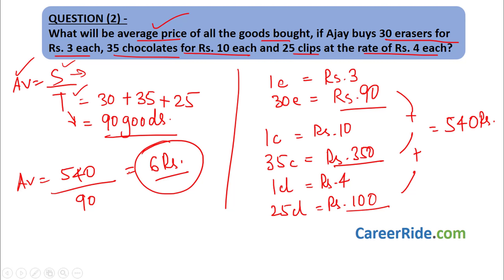Understood? See, here whenever we use the formula, we just find two elements, the sum and the total number of goods or total number of family members. You will never have the amount or the total price in the denominator as total number of observations. That would always be in the numerator. Again, the runs scored by a batsman, that would be in the numerator. But the innings played, matches played, that would be in the denominator. Always remember that we just need to find the sum and the total number of observations, right? Moving on.